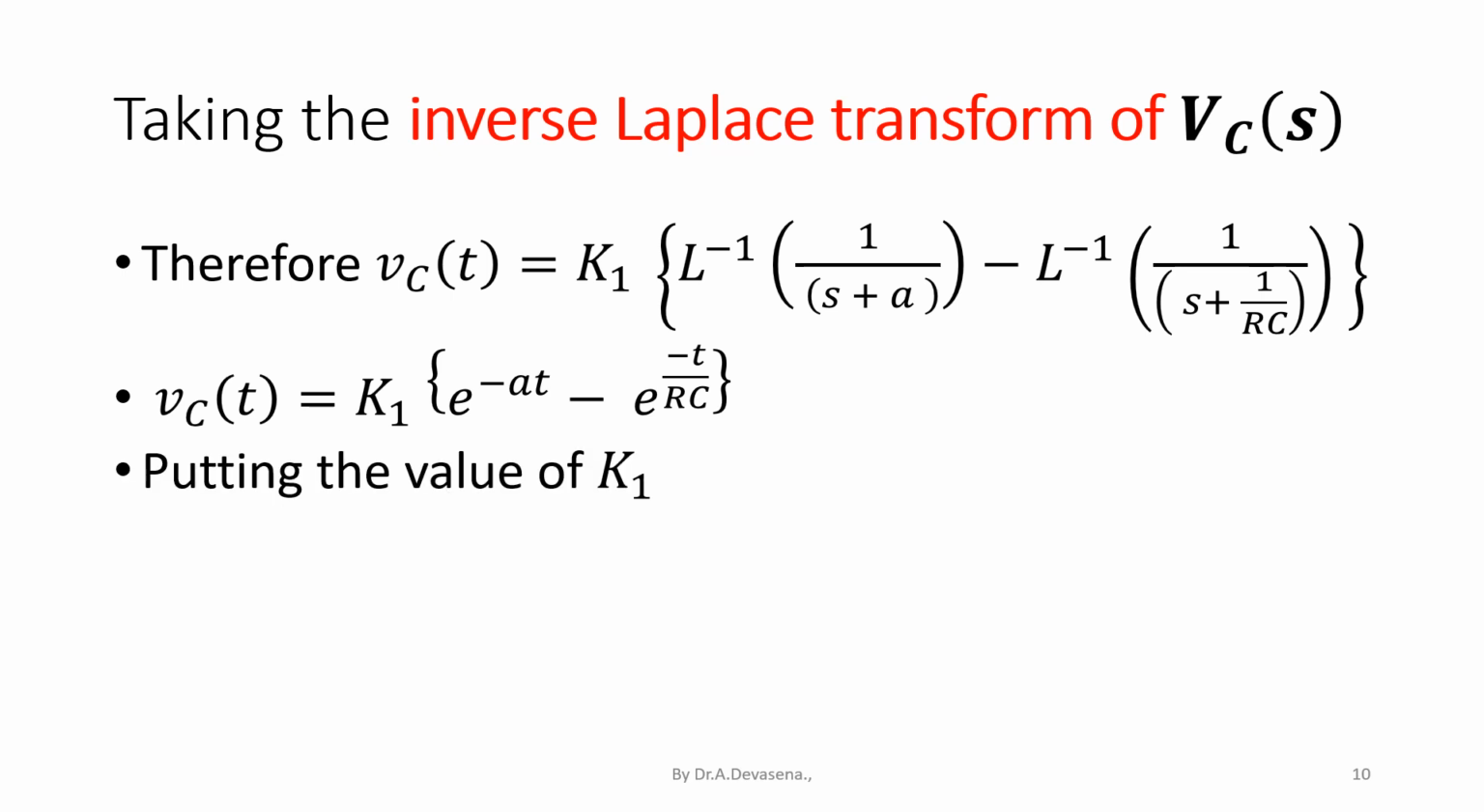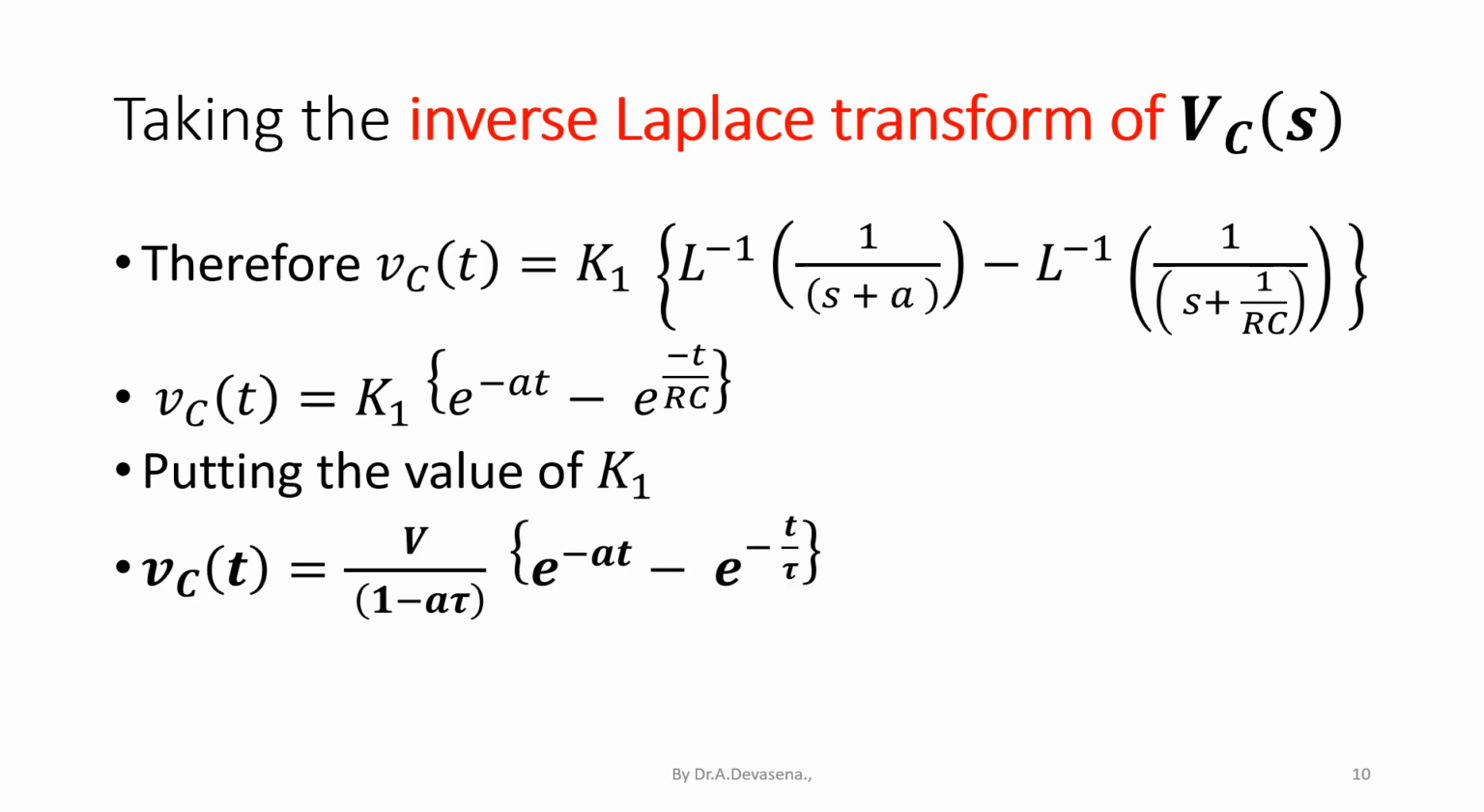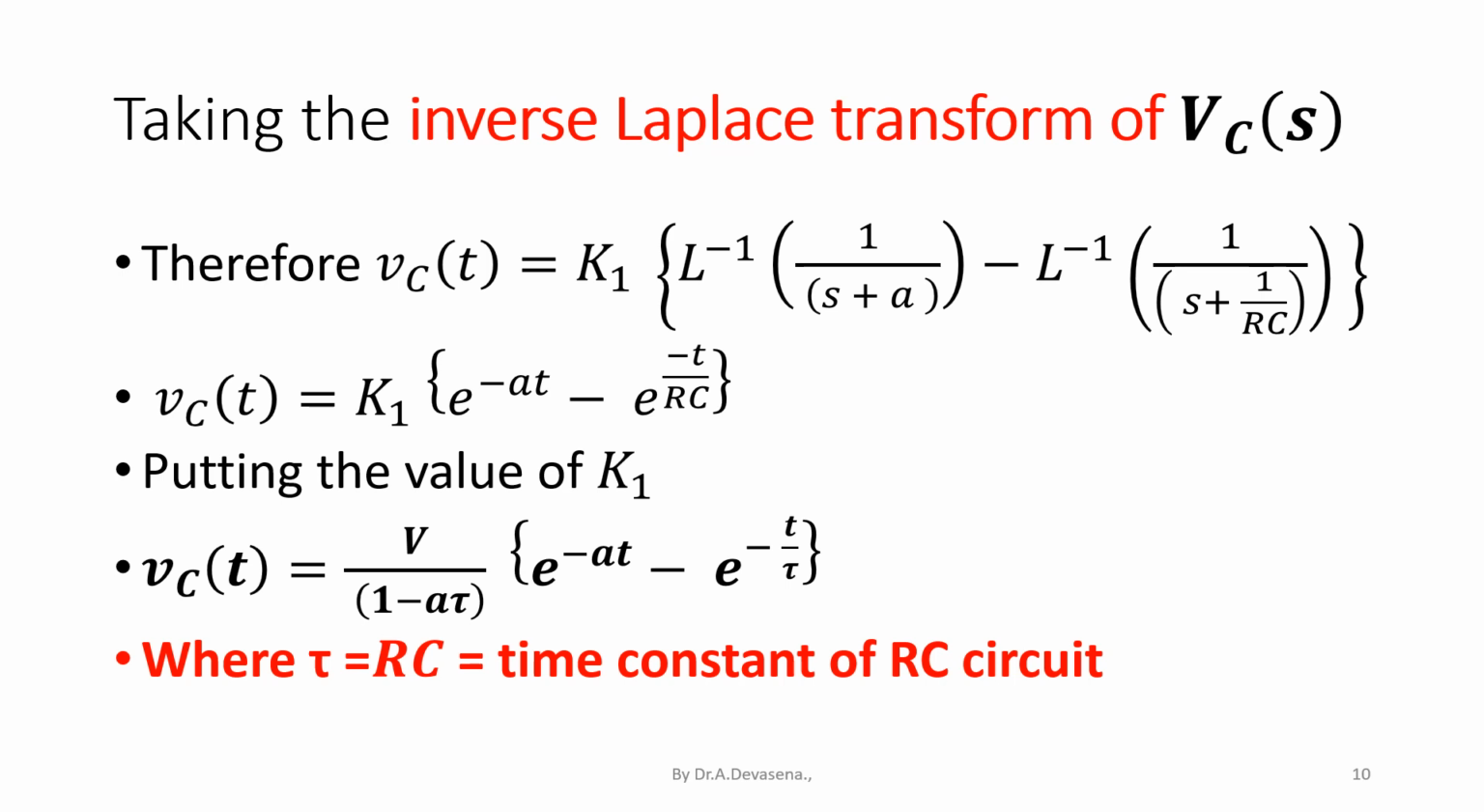Putting the value of K1, we get Vc of t is equal to V divided by 1 minus A tau, open the bracket, e power minus at minus e power minus t by tau, where tau is the value of the time constant of the RC circuit. It is tau is equal to RC.